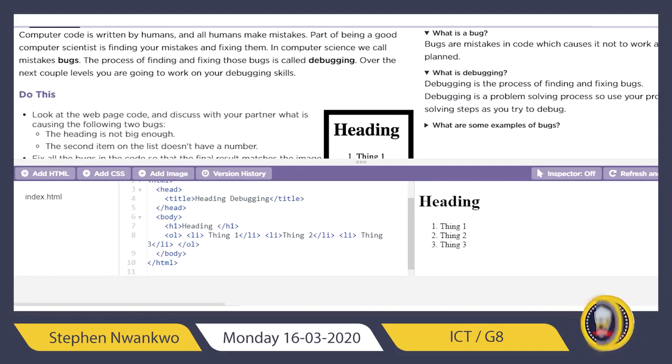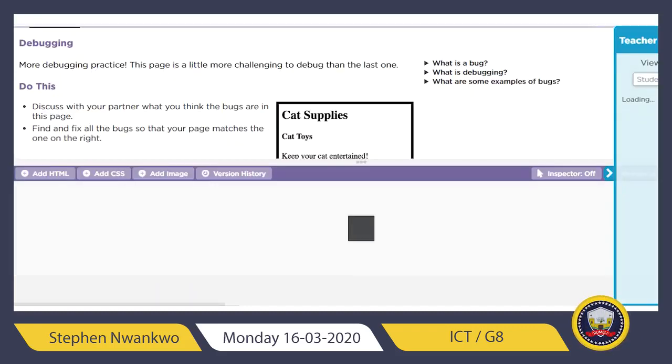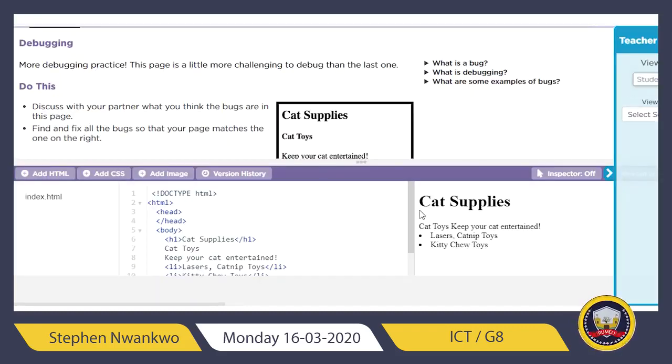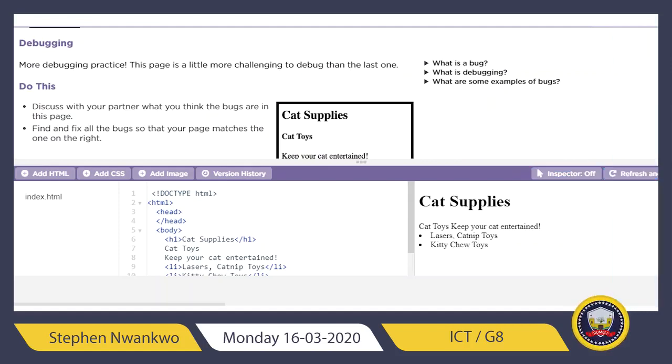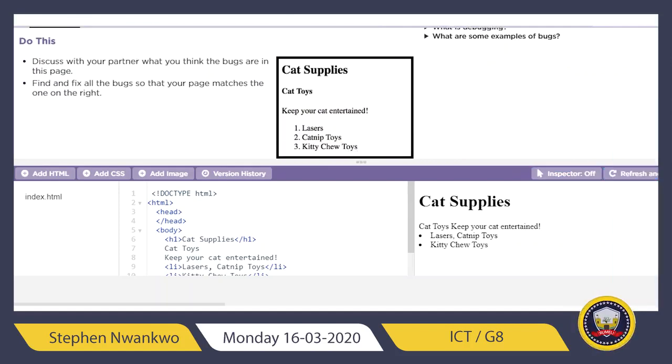Now let's go to the next lesson. Here is another example of debugging. And it says, discuss with your partner what you think the bugs are in this page. Find and fix all the bugs so that your page matches the one on the right.